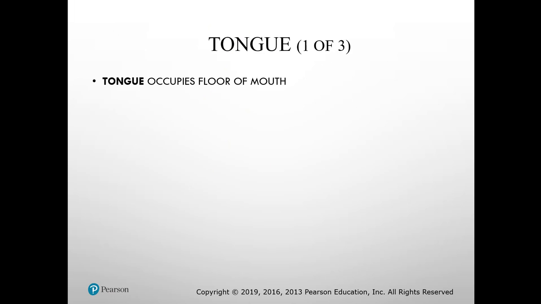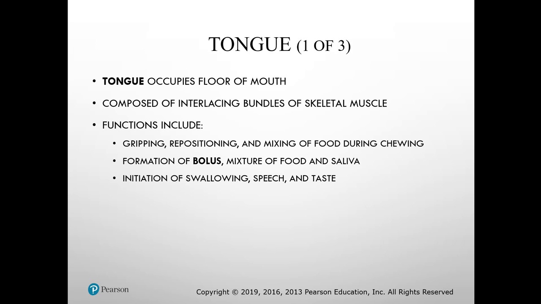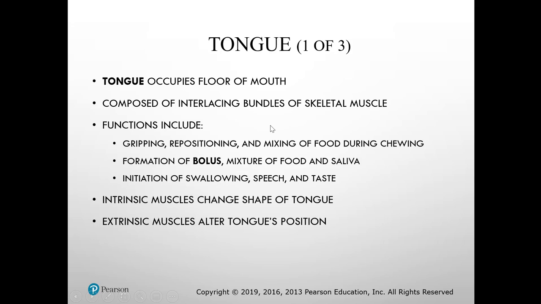So your tongue occupies the floor of the mouth. It's very muscular. It's made up of skeletal muscles. It is for gripping, repositioning, and mixing of food during chewing. It is for the formation of bolus, okay, a mixture of food and saliva. It initiates swallowing, speech, and taste. And the intrinsic muscles can actually change the shape of the tongue. And there are also extrinsic muscles that alter the tongue's position. And that's the reason why it's capable of mixing things around, and it's capable of making us talk. It's part of the speech process.